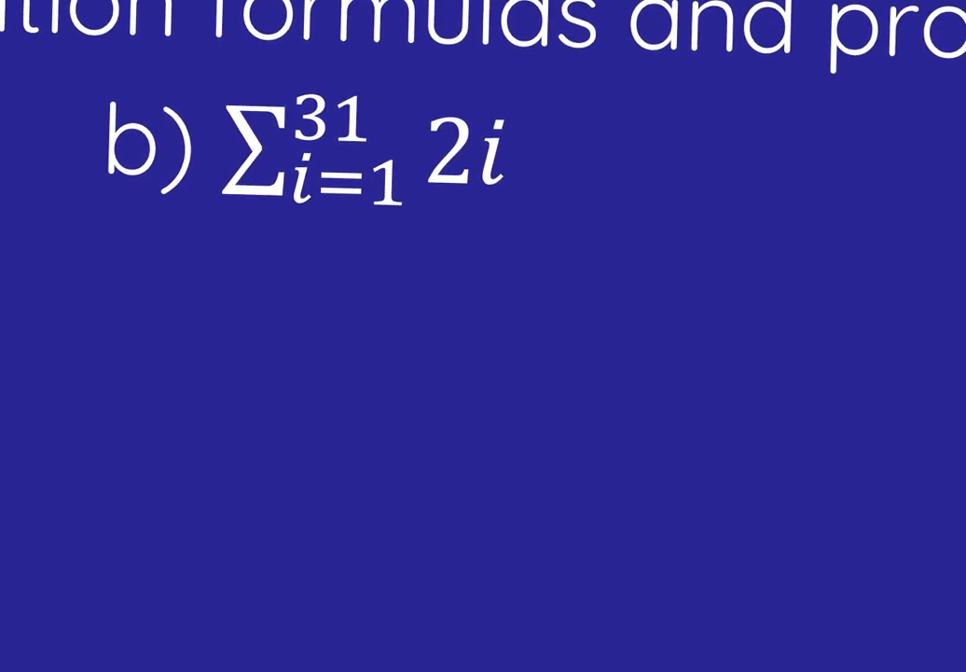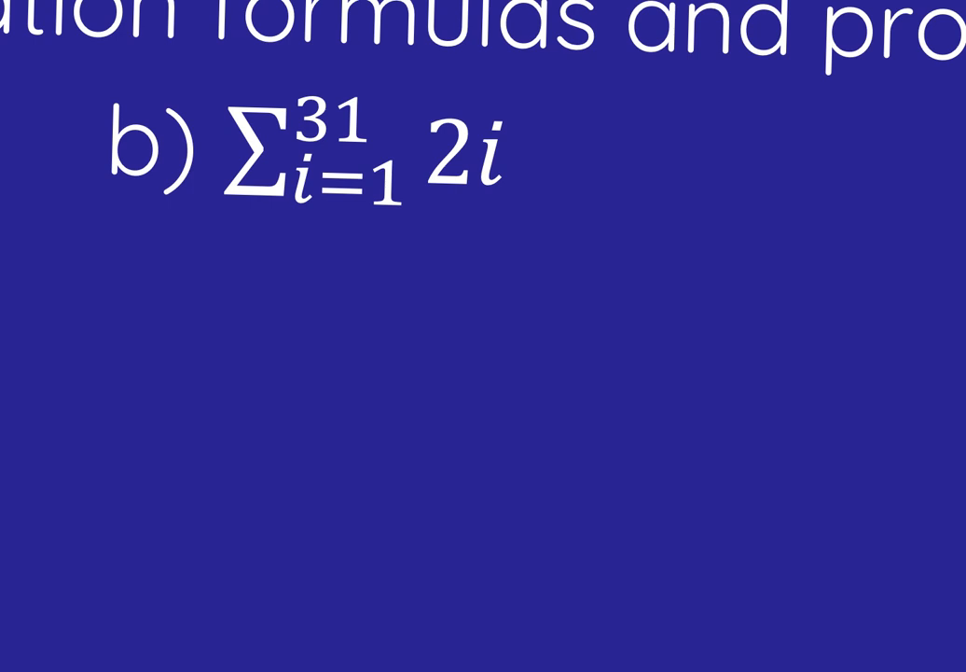All right, go to B. Now, again, if it was a sum or a difference, which we'll get to in a second, we would separate it out. There's not a sum or difference. It's only one term, but there's a scalar multiple on it, right? So we're going to take the 2, we're going to bump it to the front. So this becomes 2 times the summation, 31, i equals 1 of i.